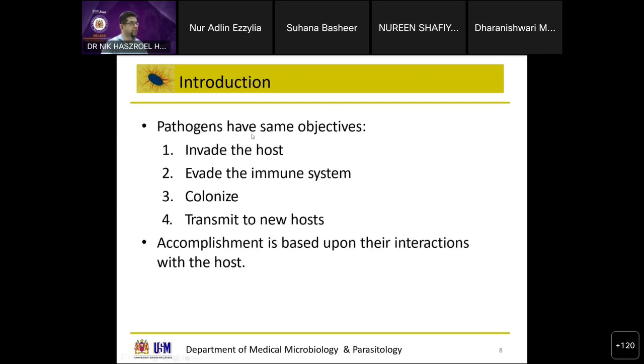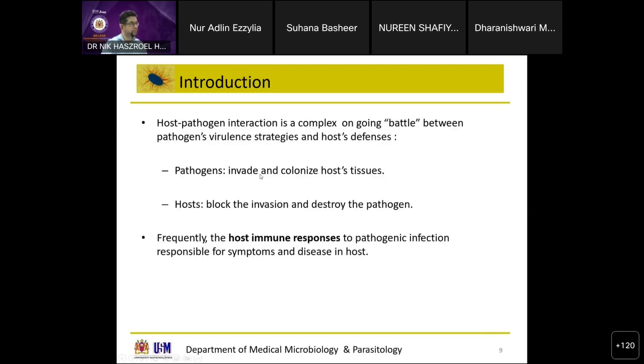So the pathogens have the same objective. So many pathogens, but all have the same objective. They have to invade the host, then they have to evade the immune system, then they establish their colonies, and then they transmit to other hosts. So this is accomplished based upon their interaction with the host. The host-pathogen interaction is a complex ongoing battle between the pathogen's virulence strategies and the host defense. So both have their own properties. Pathogens invade and colonize the host tissues, and the host blocks the invasion and destroys the pathogen. So this is an interaction between the pathogen and the host.